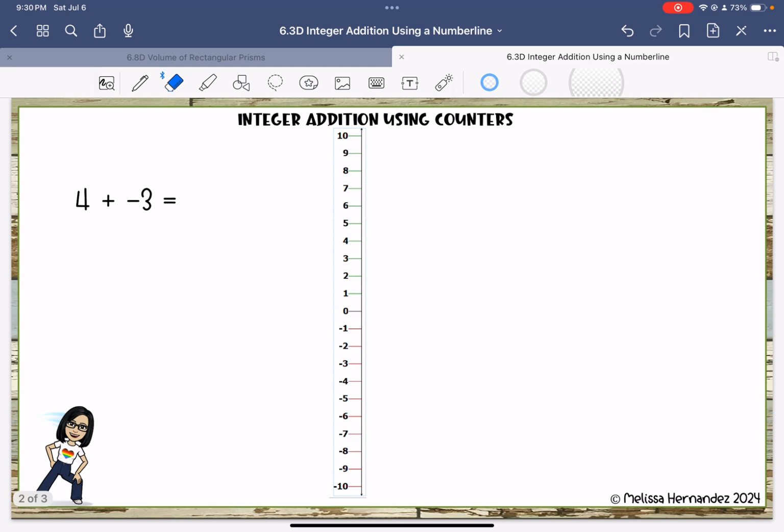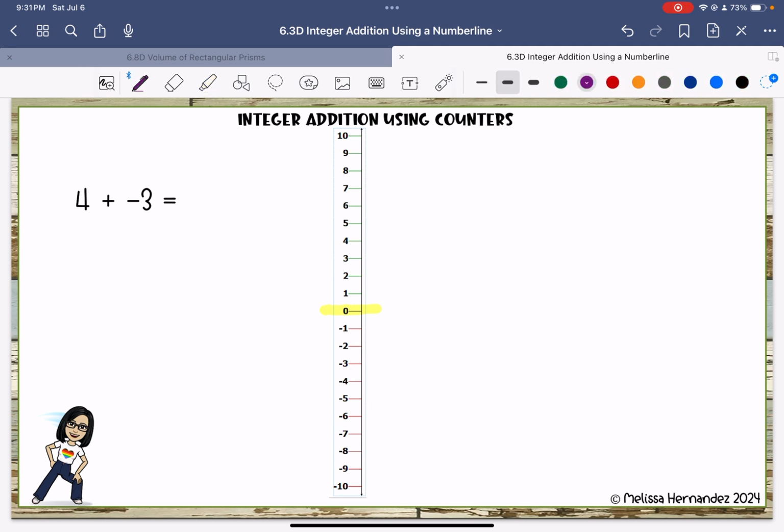The first thing I want to do is let's look at this number line and notice where the 0 is. All the numbers above the 0 are positive, all the numbers below are negative. So I like to look at 0 as sea level. If you're below sea level, you're going to have negative numbers, and if you're above sea level, they'll be positive. All right, so we're going to go ahead and get started on the first one.